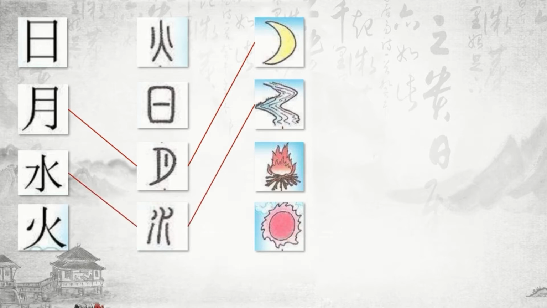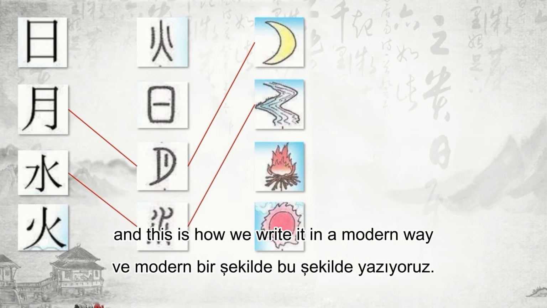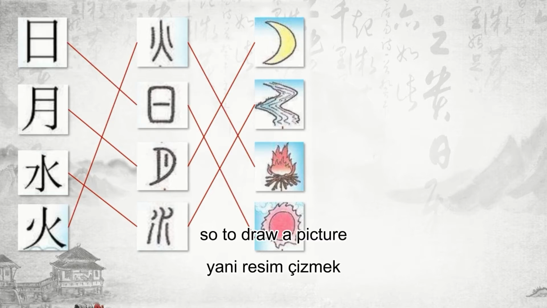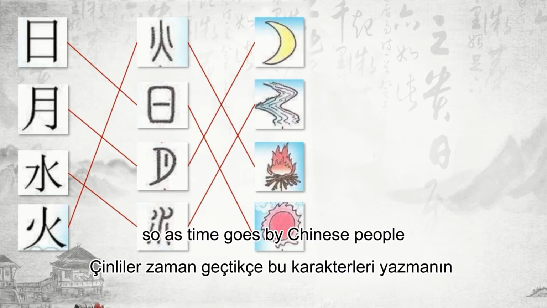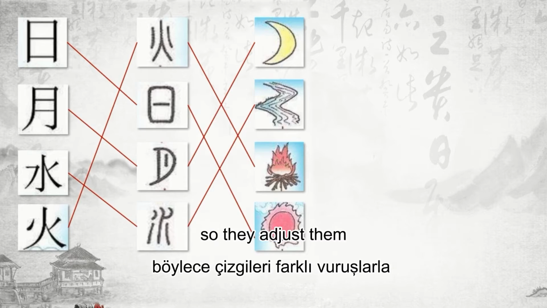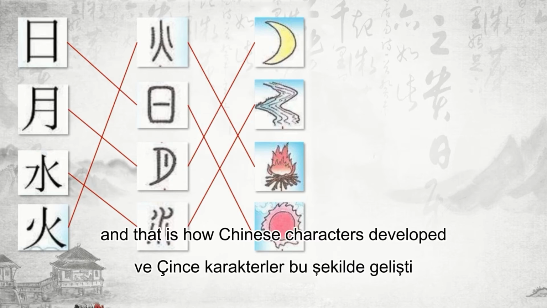And the second one, the sun. This is how we write it in the ancient way, and this is how we write it in the modern way. And the fire and the water. Drawing a picture is not very easy, it's complicated, and different people can draw it in different ways. So as time went by, Chinese people liked to find an easier way to write those characters. So they reduced the lines into different strokes, and that is how Chinese characters developed.